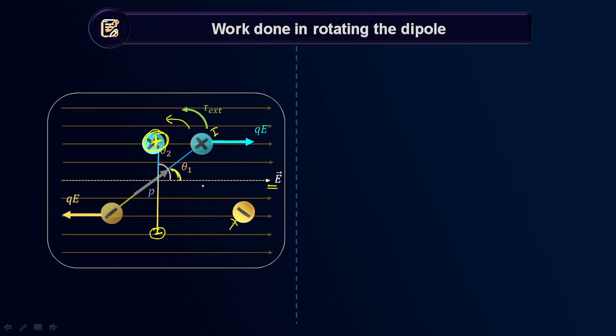Okay. So now in this case we know that work done, here it is angular displacement, right? So we can write torque into d theta. Yes or no? So work done by the external agent will be equal to the integration of torque due to this external agent into d theta.